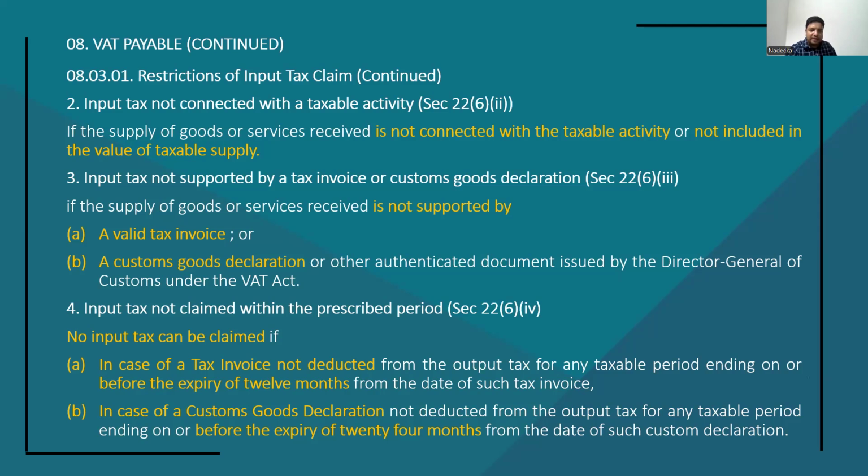Fourth restriction, input tax not claimed within the prescribed period. There is a time period within which you should claim your input tax. Now we talked about 2 documents, tax invoice and the CUSDEC. If it is a tax invoice, you have 12 months period to deduct it from your output VAT. So after that, you can't deduct it. If it is a CUSDEC, you have 24 months from the date of the CUSDEC to deduct it from your output VAT. So no input tax can be claimed in the case of a tax invoice not deducted from the output tax for any taxable period ending on or before the expiry of 12 months from the date of such tax invoice. In the case of a customs goods declaration, not deducted from the output tax for any taxable period ending on or before the expiry of 24 months from the date of such customs declaration. You have to have the document, and the document should be claimed within the specified period.